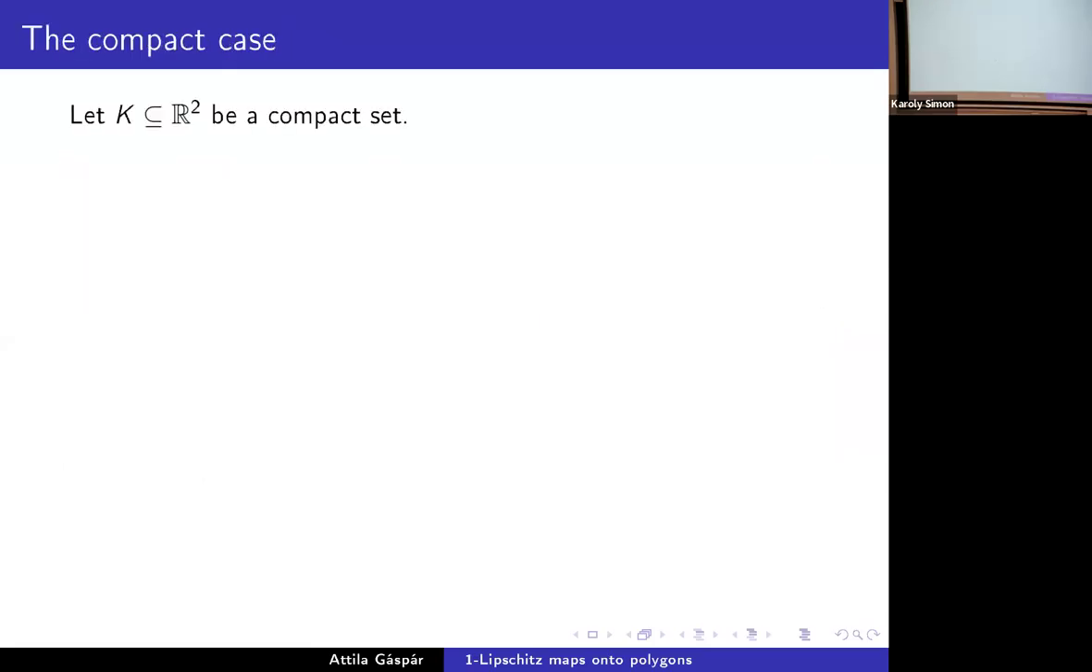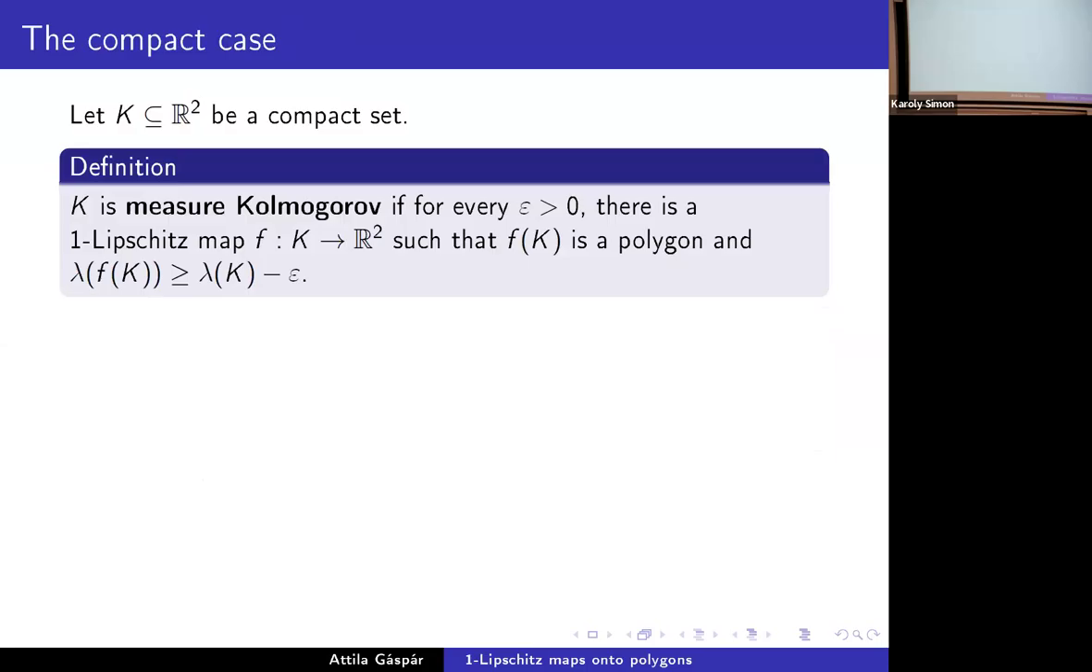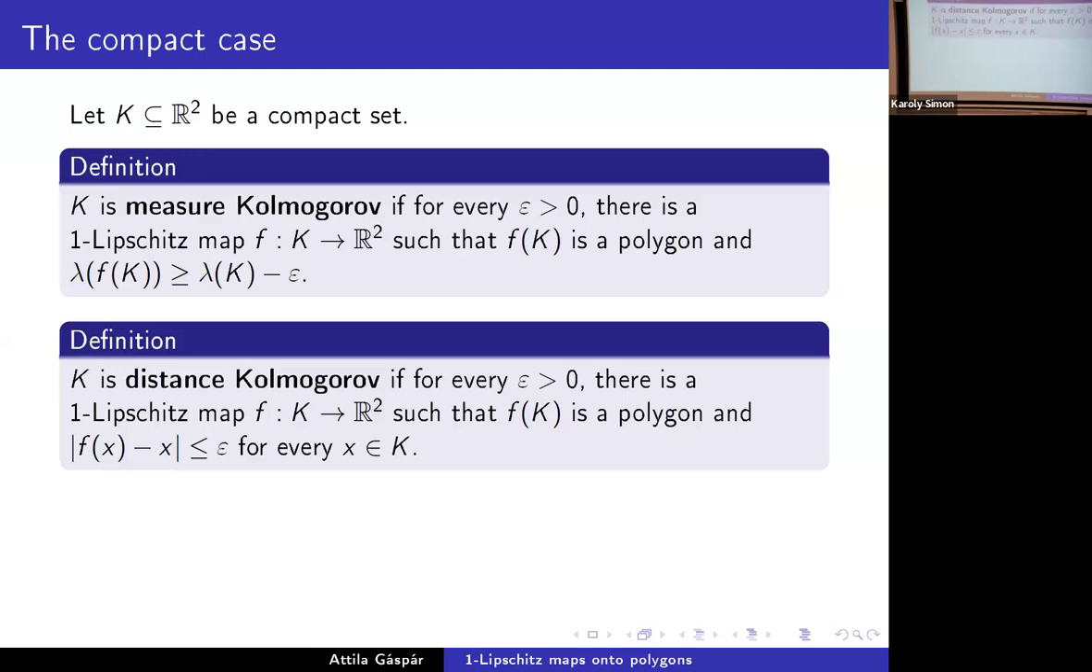So let K be a compact set. We call K measure Kolmogorov if the answer is positive for Kolmogorov's question. We will also consider a variant of the problem. We call K distance Kolmogorov if instead of small measure loss, we require that the function has small displacement everywhere.